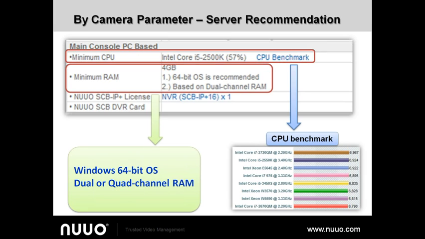And the second thing to highlight is that the Windows 64-bit OS is recommended. And the very important thing is that the NUO design tool calculates the CPU loading usage based on the RAM running in dual or quad channel mode. If you are using RAM running in single mode, that will cause your CPU loading to be higher than the NUO design tool recommends.